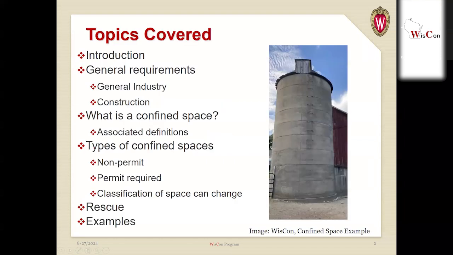So today we're going to be covering a variety of topics. Again, this is going to include general requirements for confined spaces, understanding a little bit that general industry does vary from construction, what a confined space is and associated definitions that we'll see, and then the types of confined spaces that there are. So non-permit, permit required, and then classification, if a classification changes within a space, as well as rescue and going through some examples.